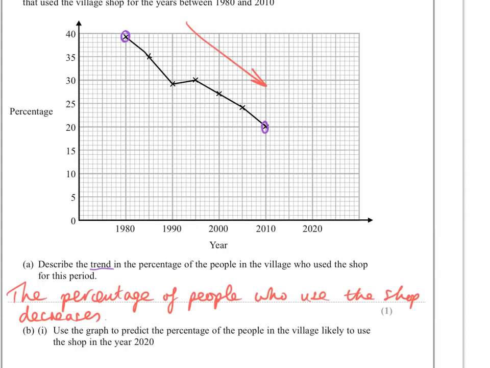Well, the next part is something that I haven't really done before, not in a GCSE paper, not for a very long time, if at all. I know it's simple, it's kind of like a correlation graph, but I've not seen it in this kind of context of time series. It says use the graph to predict the percentage of the people in the village likely to use the shop in the year 2020.